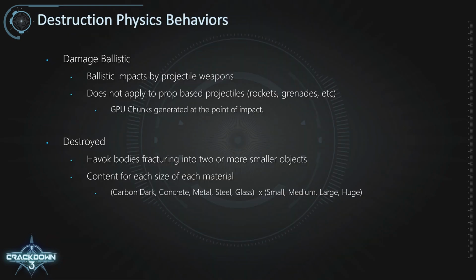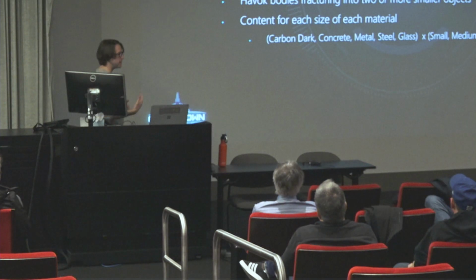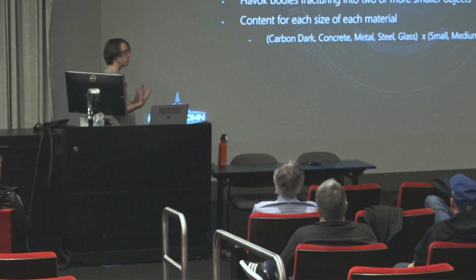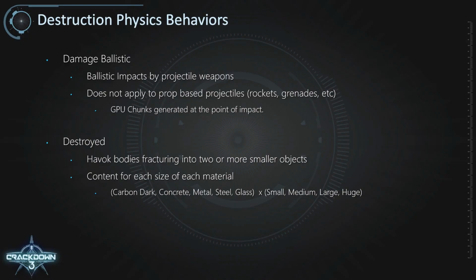Damage ballistic, this is the sound of projectiles impacting Havoc bodies or static geometry, specifically projectiles, not rockets and grenades and things like that. In both cases, the impacts are going to generate GPU chunks at the point of impact, and this supports the idea that you're chipping away little pieces of the world as you shoot it. A Havoc body sustaining enough damage will eventually be destroyed. And like I said before, it's not just going to be simply removed. It's actually going to split into multiple child objects. In terms of content for that, we have unique content sets for each size of each material.